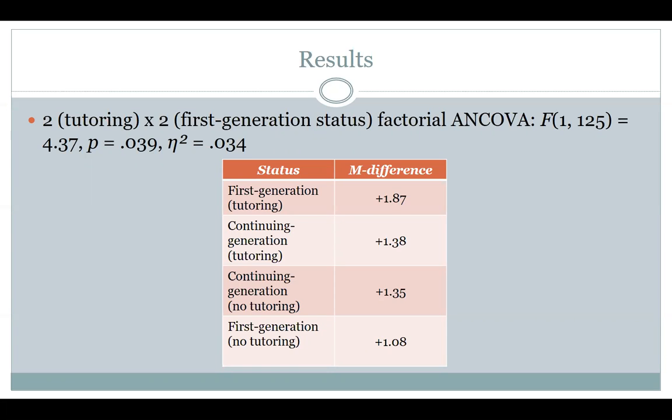Does that answer your question? You're considering first generation as your definition of at risk in this case. That's right, because they lack those other things. Okay, I'm following. Yep, thank you. Yeah. Other thoughts or questions?